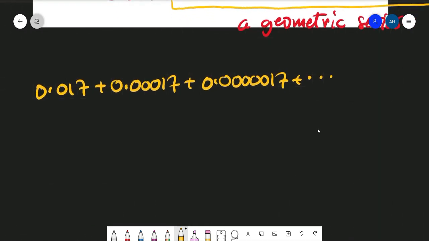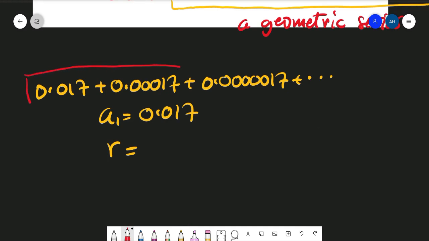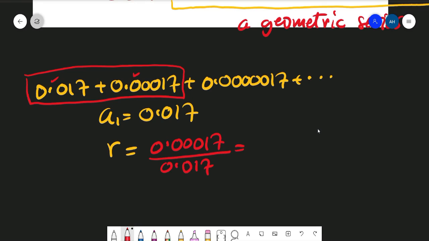So we have a, the first term a1, equal to 0.017. Now what is r, the common ratio? Do we have a common ratio in this case? Let's see. For the first two numbers, divide this term by this term and see what we get. 0.00017 divided by 0.017. In this case we get 0.01.